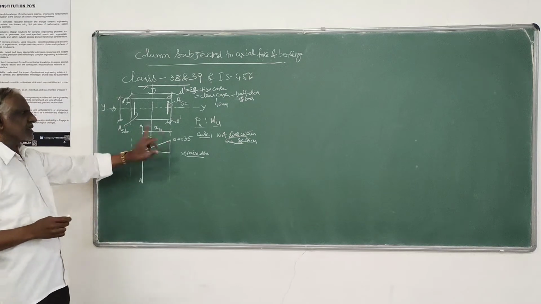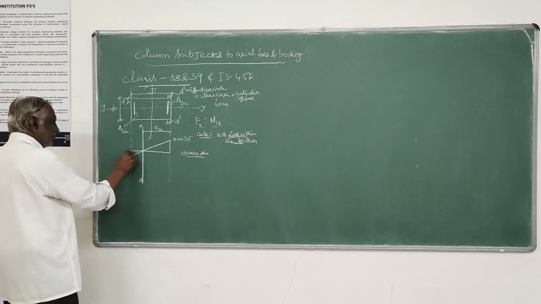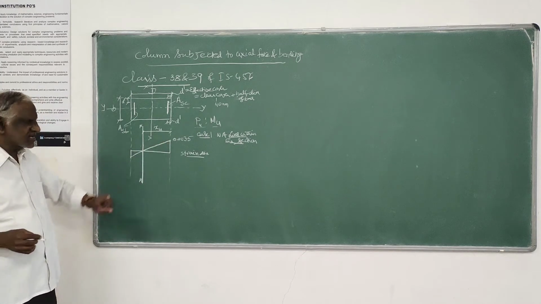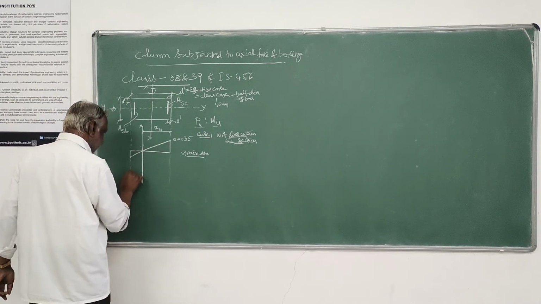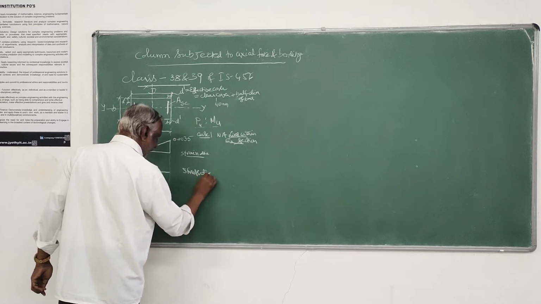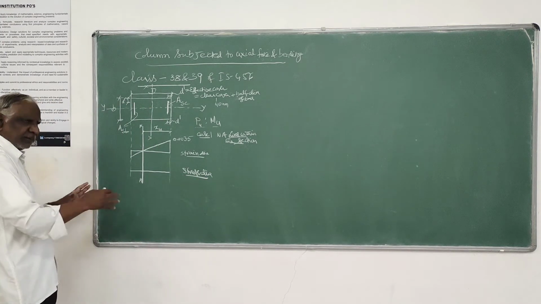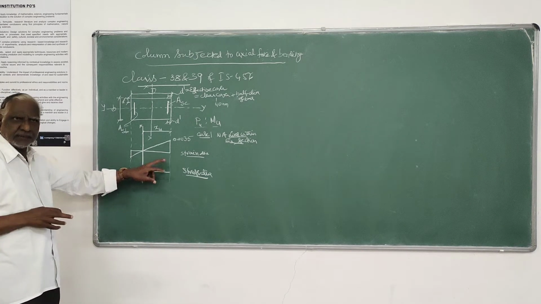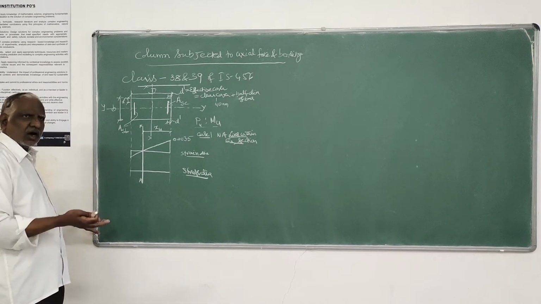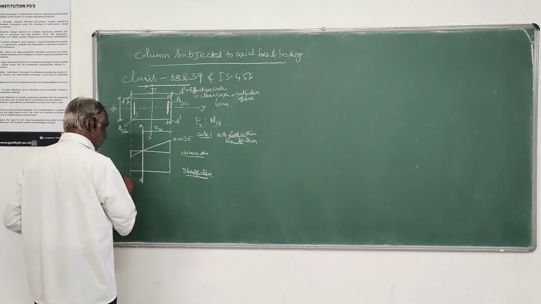So at a distance xu from the most compressive edge, the strain diagram will be like that. Here it will be 0 and here it will be maximum. And the corresponding stress diagram as per IS 456 will not have a constant type of variation. It may be rectangular, parabolic, or trapezoidal, or a combination of all these. Usually, the diagram will look like that.